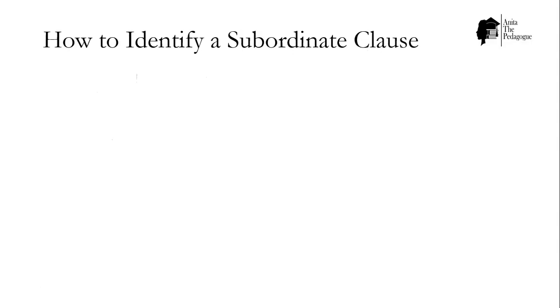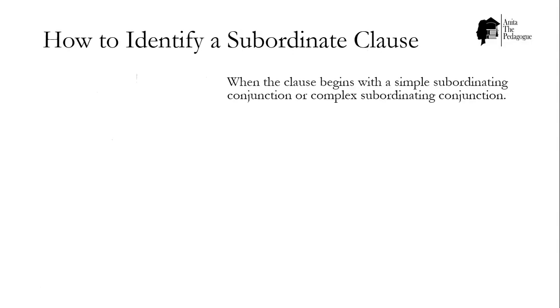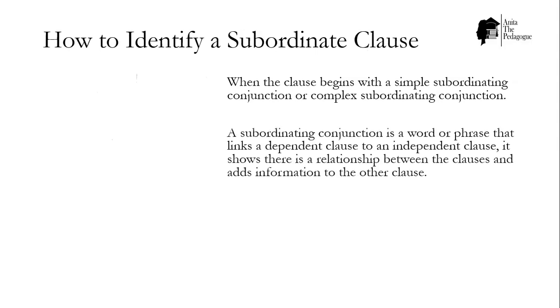How to identify a subordinate clause. So when the clause begins with a simple subordinating conjunction or a complex subordinating conjunction, usually we call them subordinators. A subordinating conjunction is a word or phrase that links a dependent clause to an independent clause. It shows there is a relationship between the clauses and adds information to the other clause.